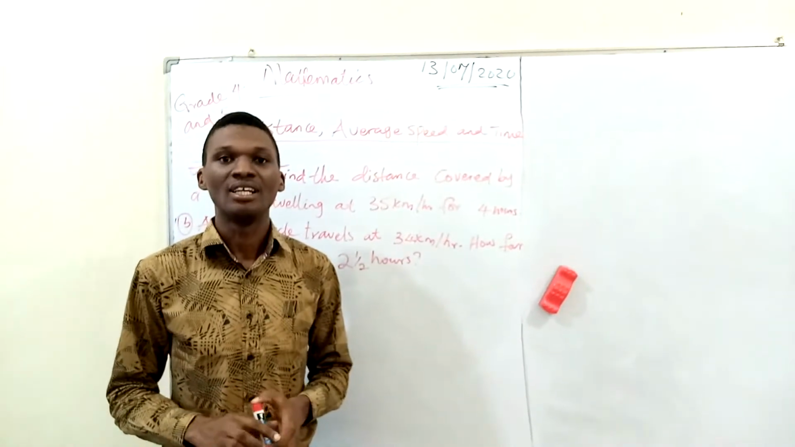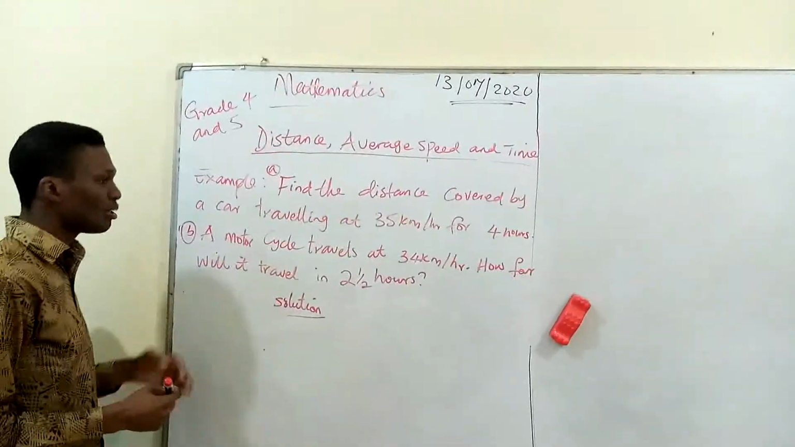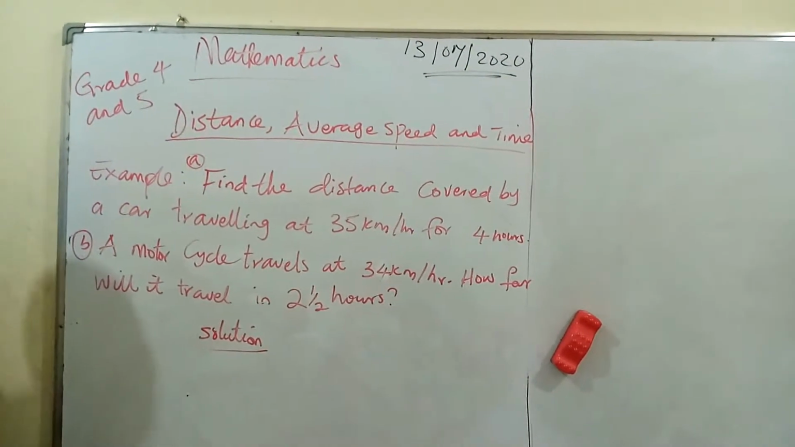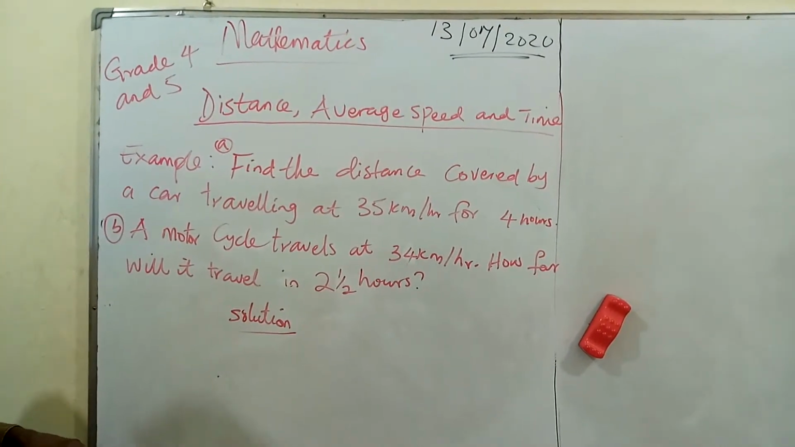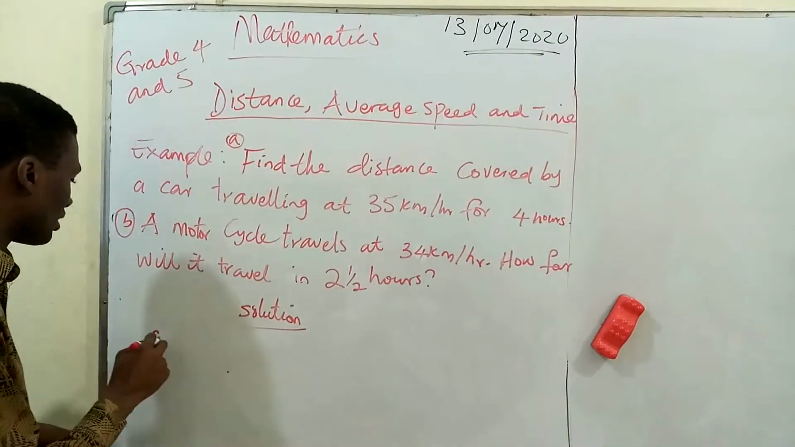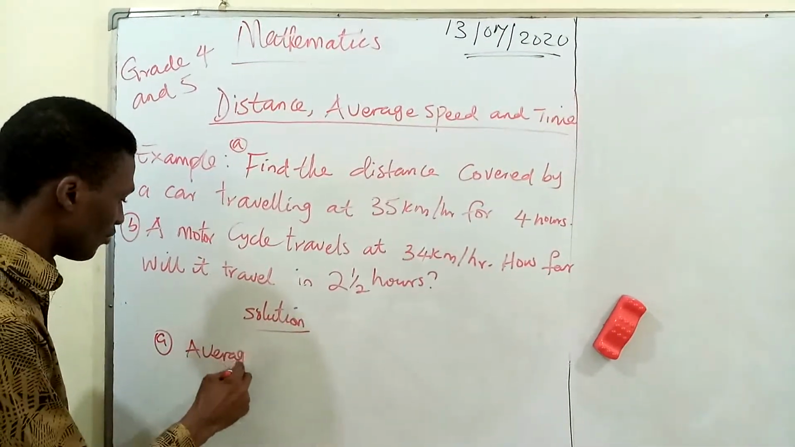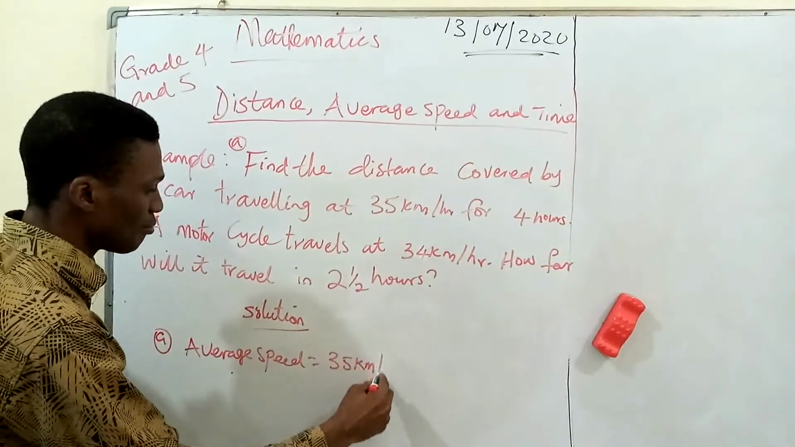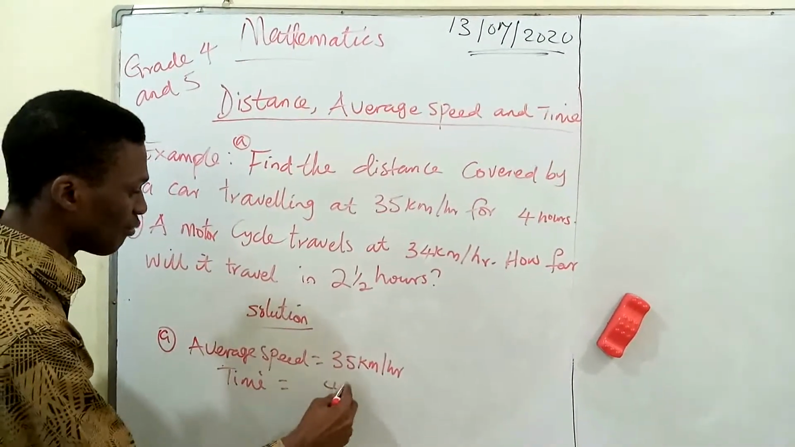The distance is given as average speed times time. We have on the board: find the distance covered by a car traveling at 35 kilometers per hour for 4 hours. I said earlier that average speed is always measured in kilometers per hour or meters per second. So our average speed from the question is 35 kilometers per hour, and our time is given as 4 hours.